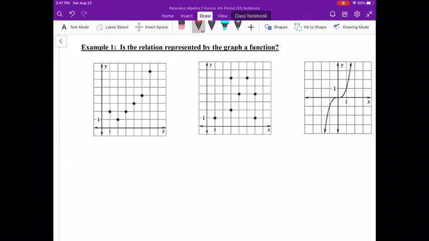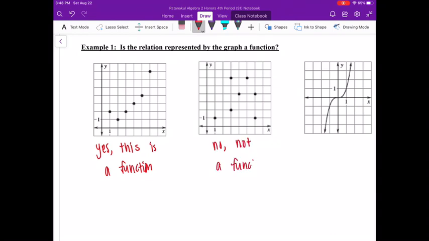All right, let's go over these three examples. So the first one here, you should have gotten yes, this is a function. For the second one, you should have gotten no, not a function. If we check with the vertical line test, right here, it intersects my graph twice. And also right here, it intersects twice. And the last one, yes, this is a function.